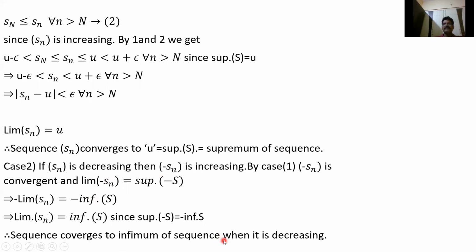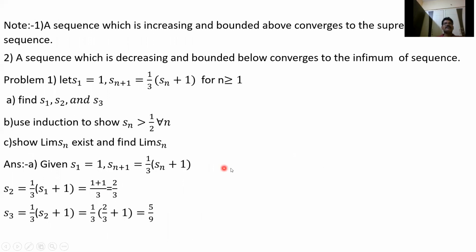So these are the main points. A sequence which is increasing and bounded above converges to the supremum of the sequence. So whenever it is increasing, automatically it is bounded below. In the monotonic convergence theorem, that means for a monotonic sequence, it is enough to show bounded above. So increasing and bounded above converges to the supremum of the sequence.